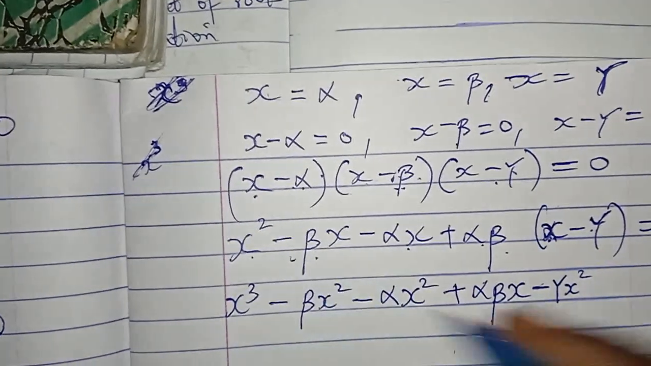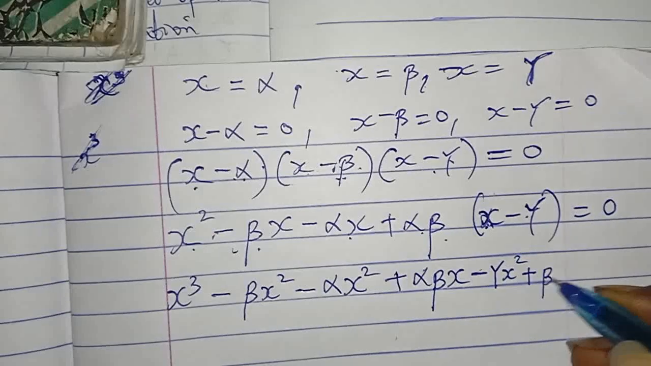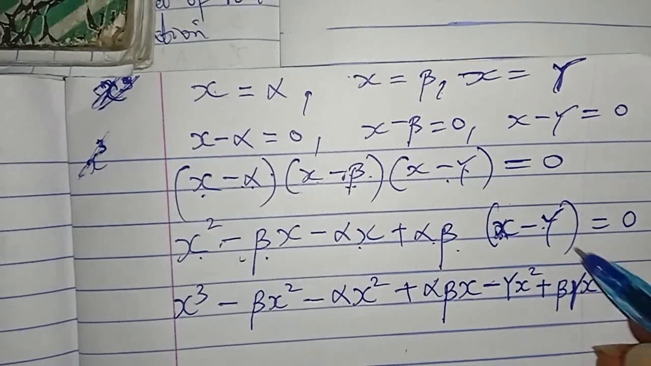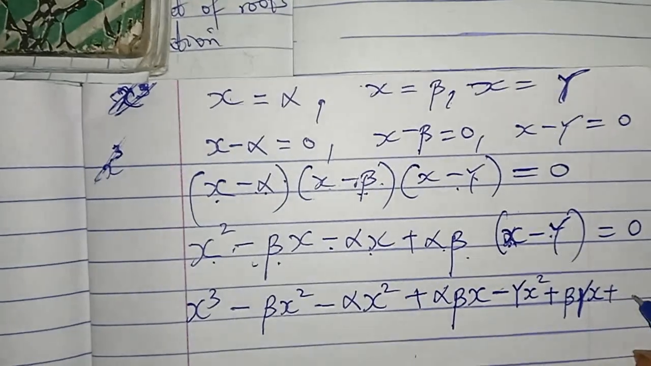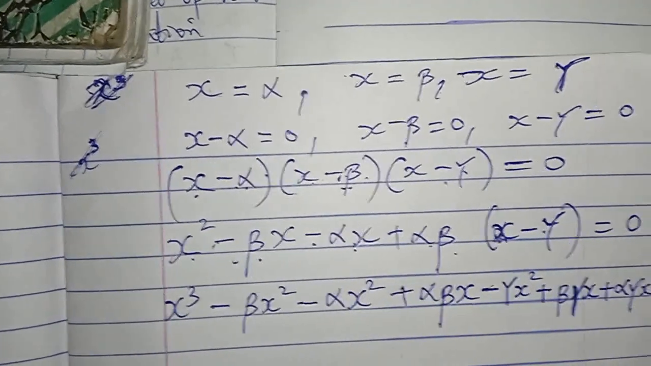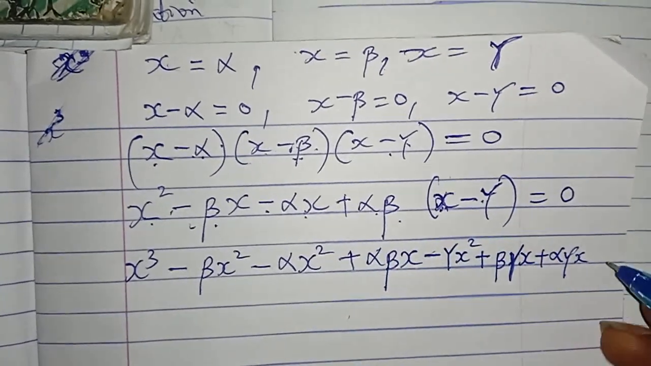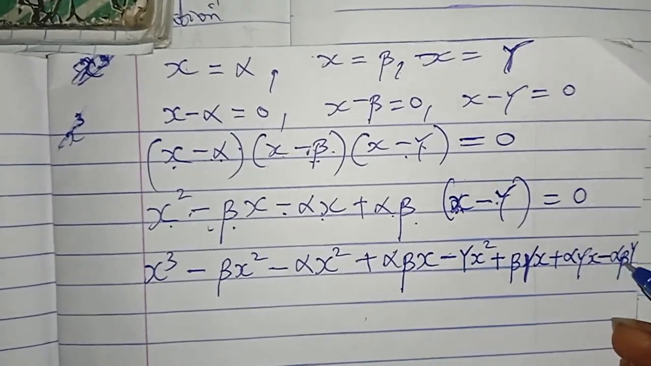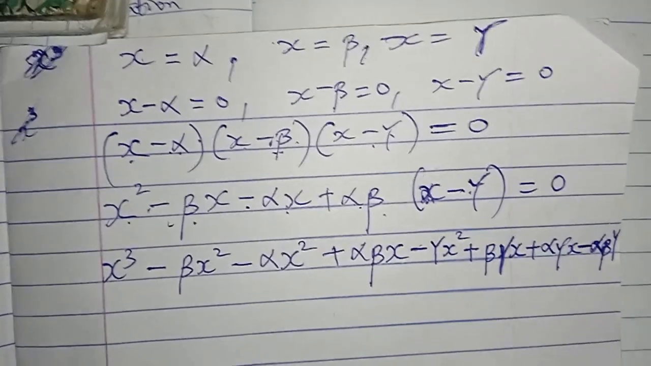Minus gamma times minus beta x will give me plus, because there's a minus here, plus beta gamma x. Minus gamma times minus alpha x will give me plus alpha gamma x. Then minus gamma times alpha beta will give me minus alpha beta gamma.